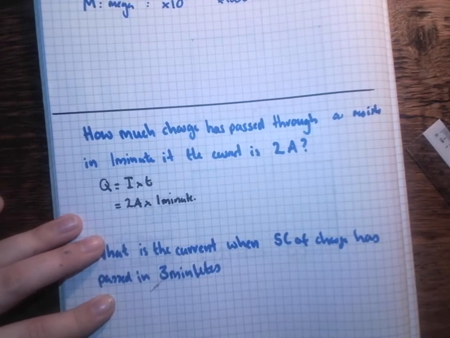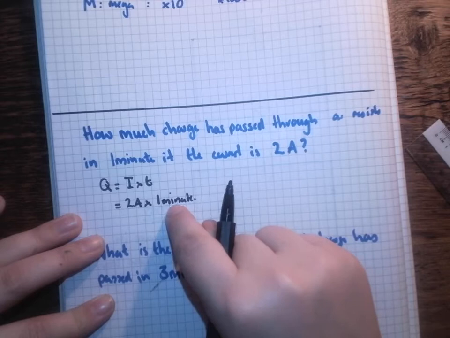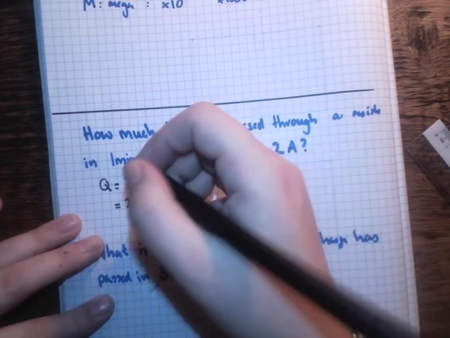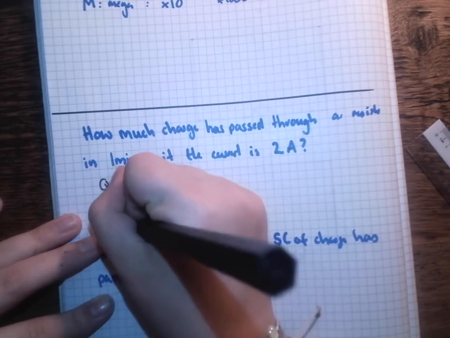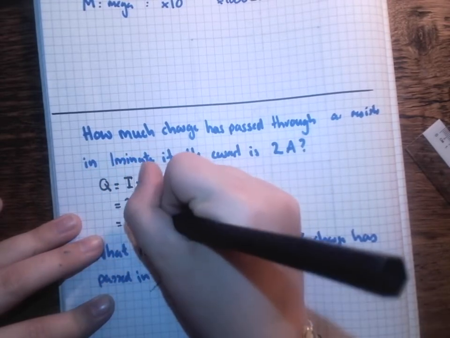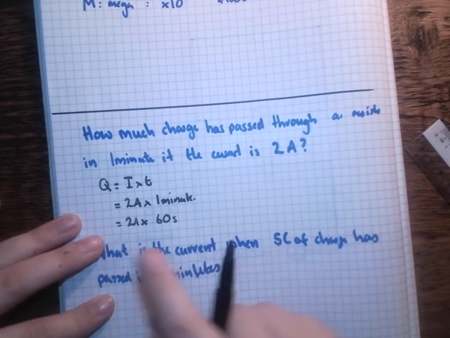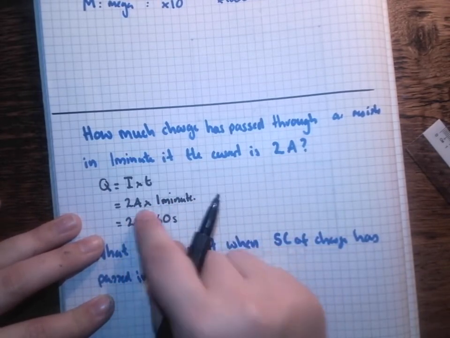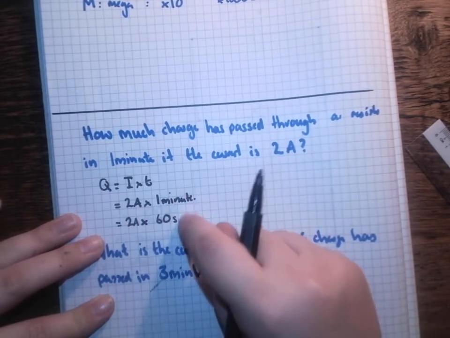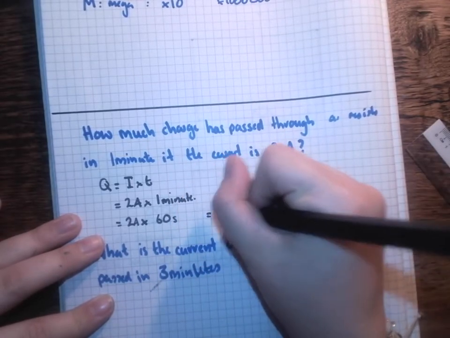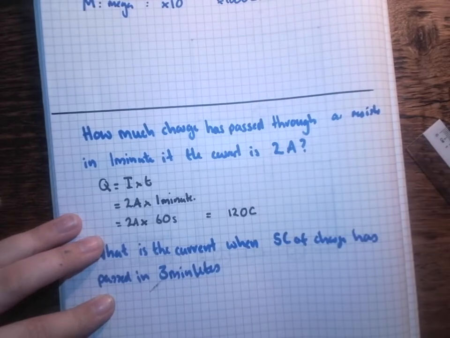But I suddenly look at this and think, I've made a mistake. 1 minute is not the correct unit. Time should be in seconds. So in this case, I've actually got 2 times 60 seconds. So 2 amps and 60 seconds. Sometimes it's useful to put in your units to make sure you don't make a mistake where you need to change them. So 2 times 60, that means I've got 120 coulombs.